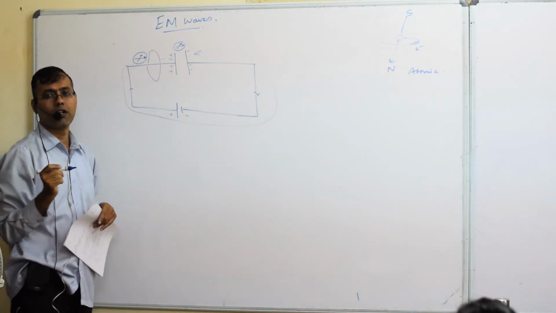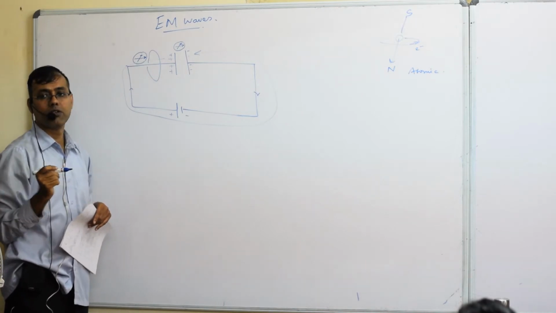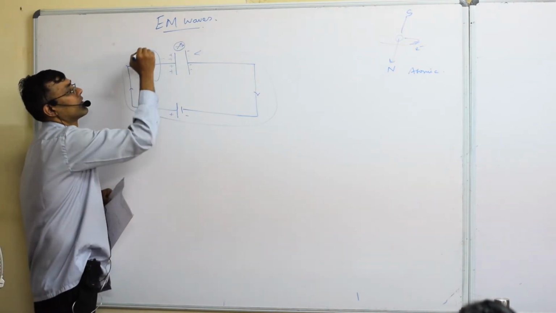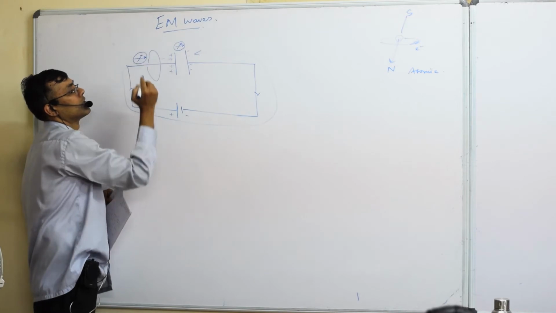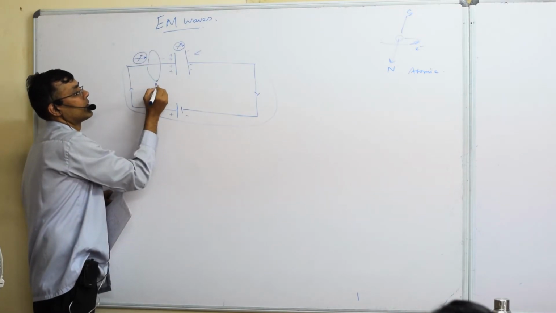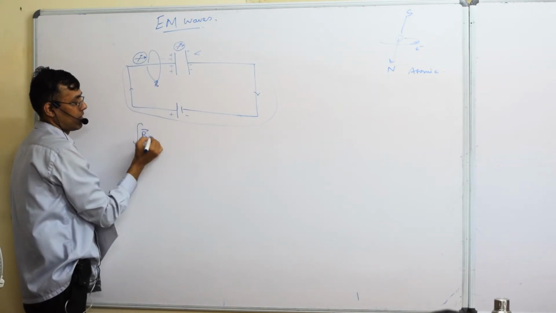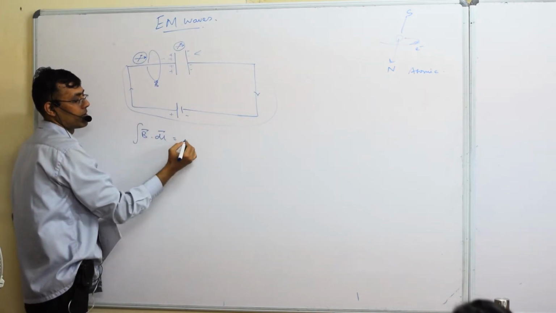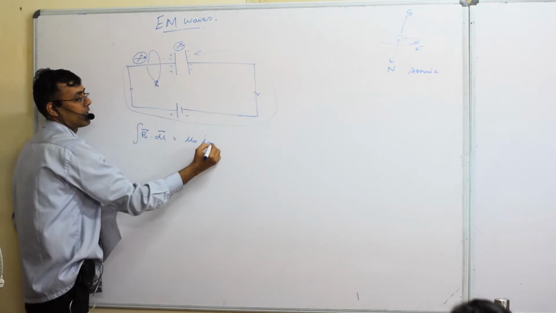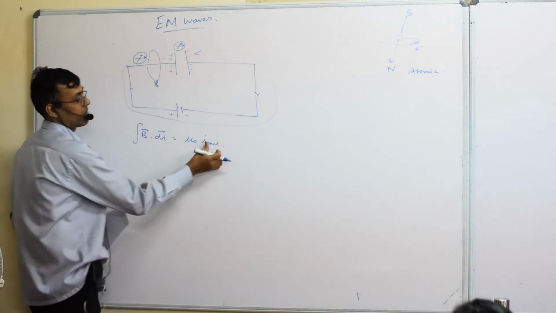Bayes what law, correct? Anything else? Ampere's circuital law. So this is your circuit, right? I mean Ampere in loop. So at this point, if I want the B, you should have studied something called integral of B dot dl is equal to mu naught I enclosed. Okay.